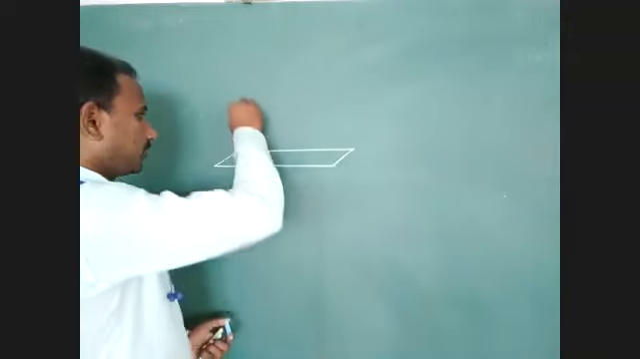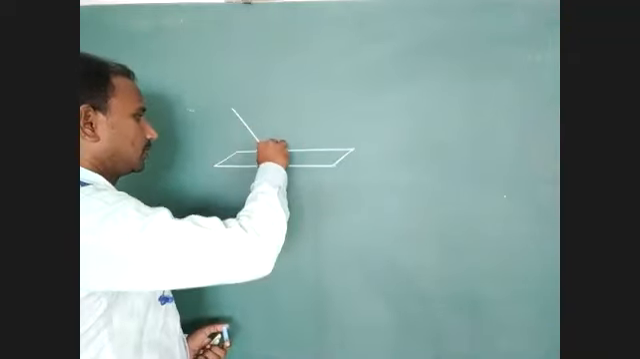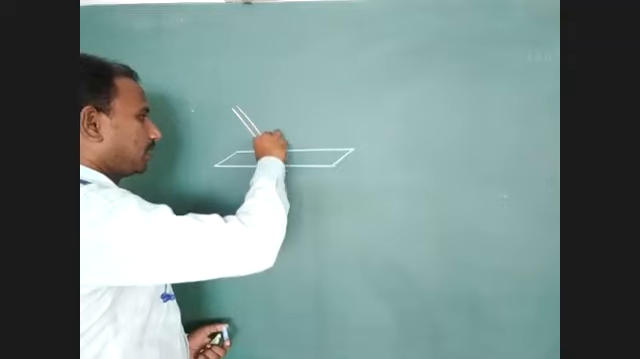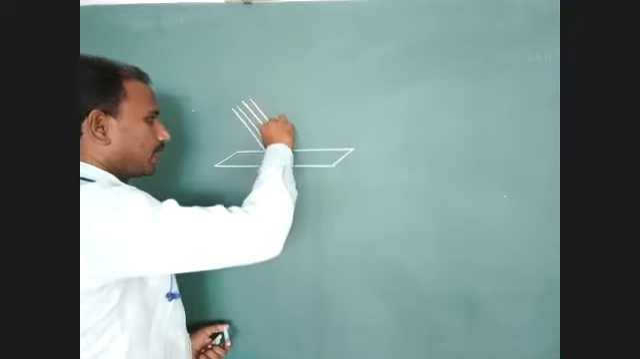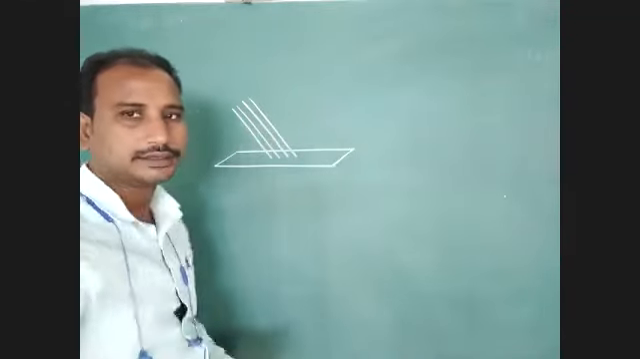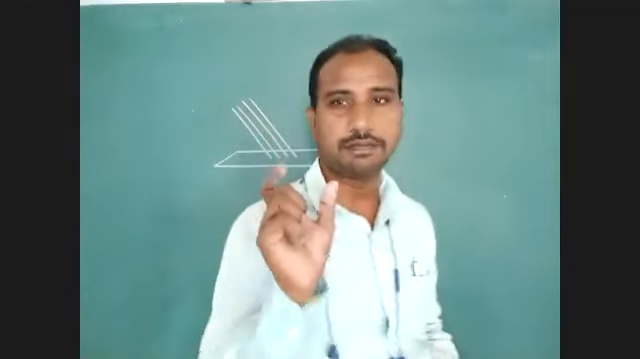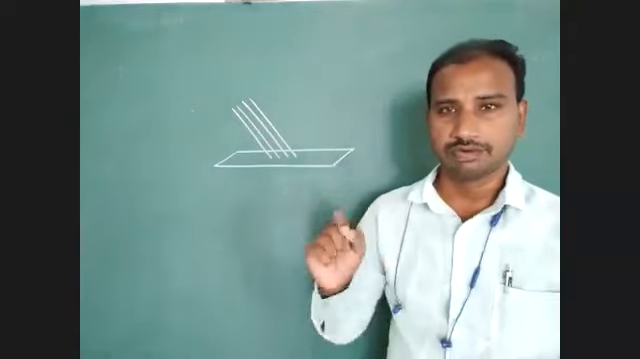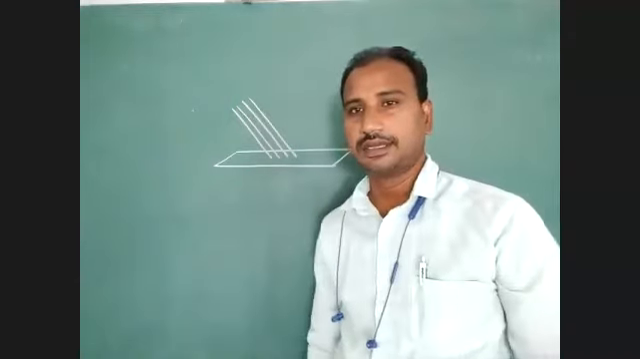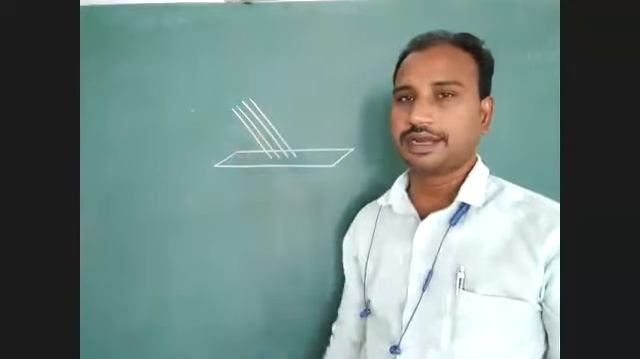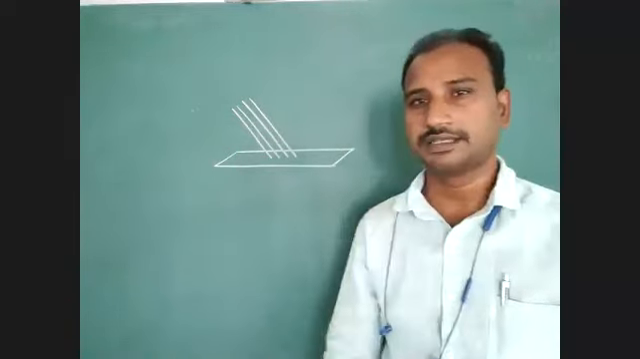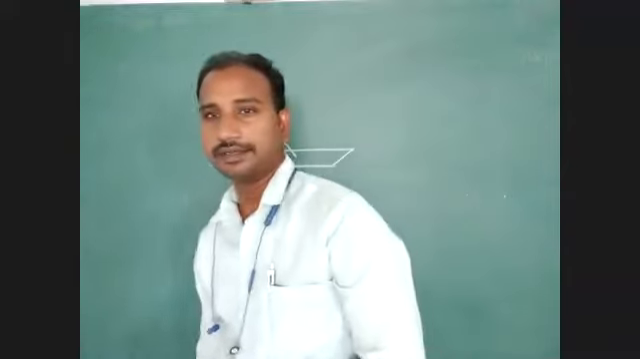Now just identify here the incident parallel beam of light rays. What is the meaning of parallel beam of light rays? More than two light rays considered in the same direction. The total number of light rays we have to consider as a parallel beam of light rays.